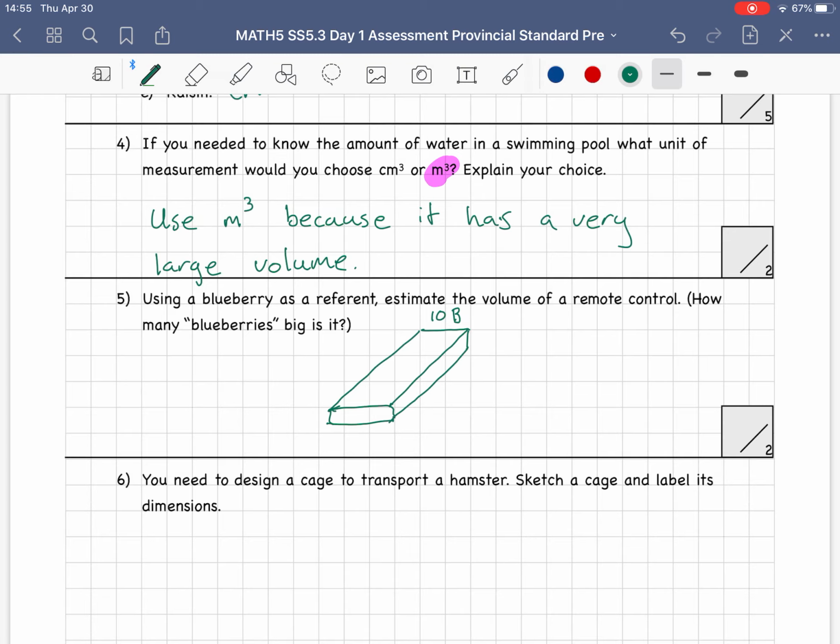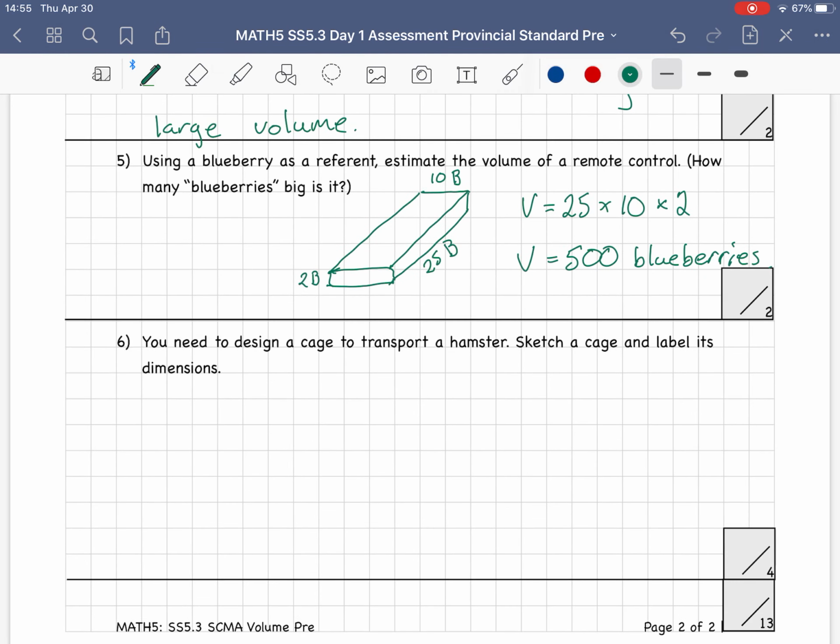I measured it, and it was about 10 blueberries wide. The length was about 25 blueberries, and the height was 2 blueberries. So to figure out the volume, it was equal to the 25 blueberries times the 10 blueberries times the 2 blueberries. It's equal to about 500 blueberries. I knew how big a blueberry was, and I approximated how long each was.